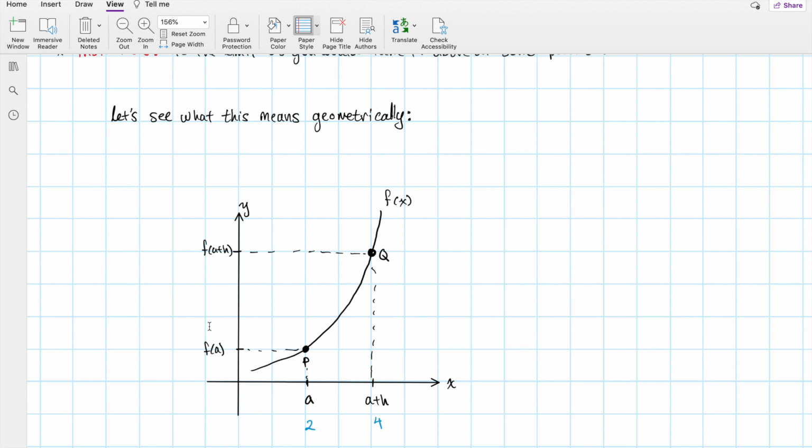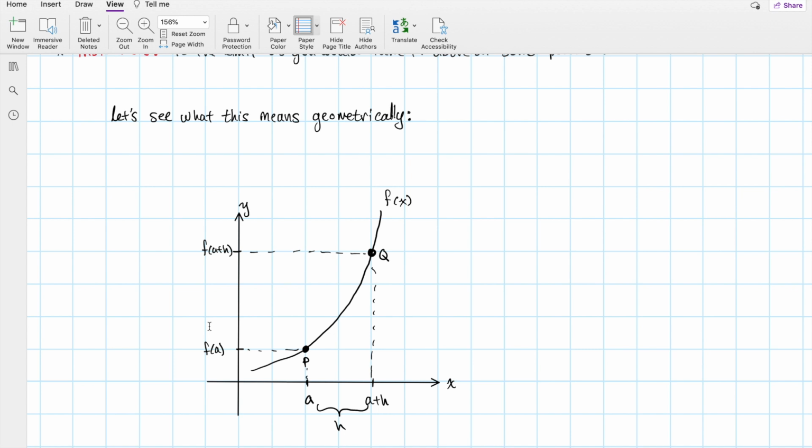Well, what's the h value? We're saying h is the change by how much a increased or decreased to get to this value here. Well, we know that's going to be plus 2. So our h value is 2. That's why, when we're drawing this geometrically, we labeled this difference over here by h.